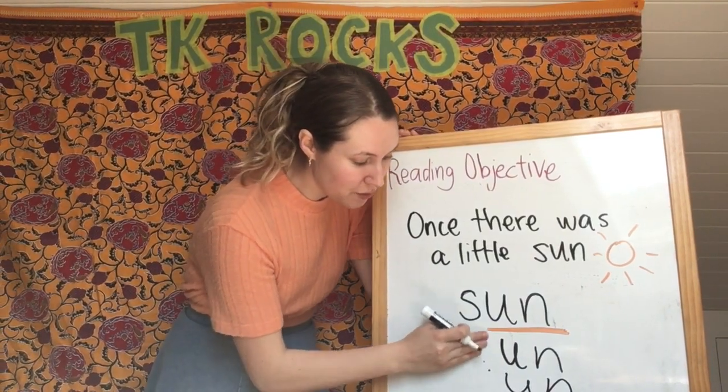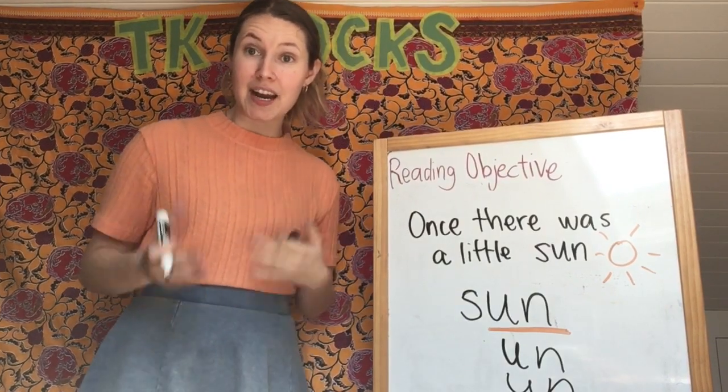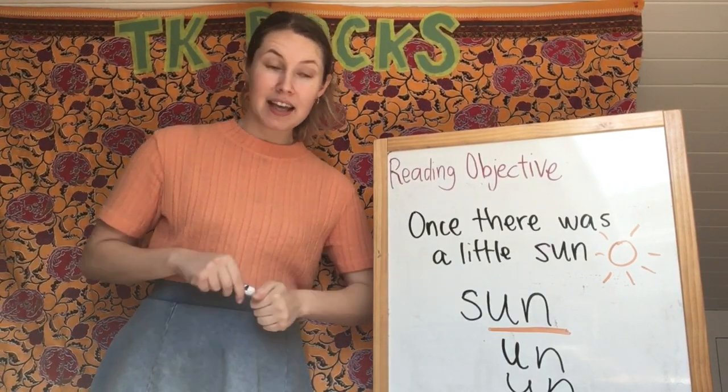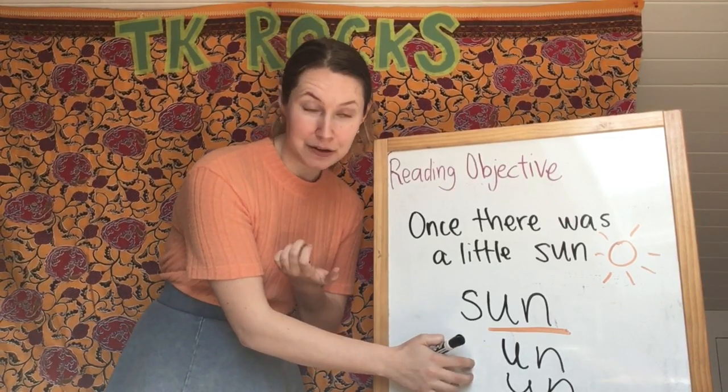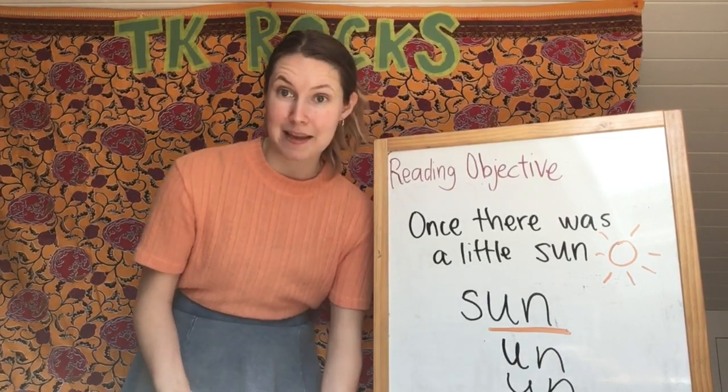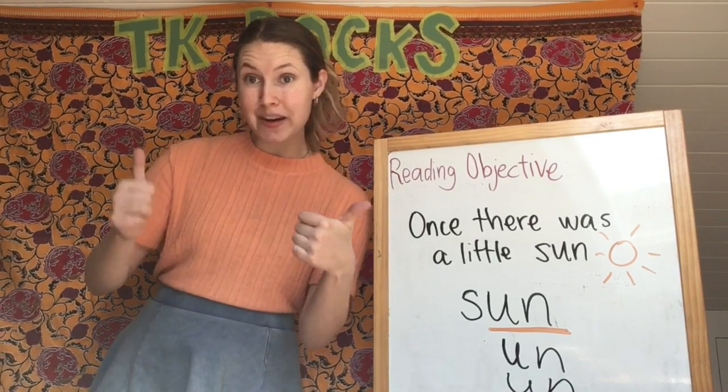So you can see if you can come up with other words that have that un ending sound that rhyme with sun by changing the beginning sound but leaving the ending sound the same. So that's what you're going to be working on at home today.